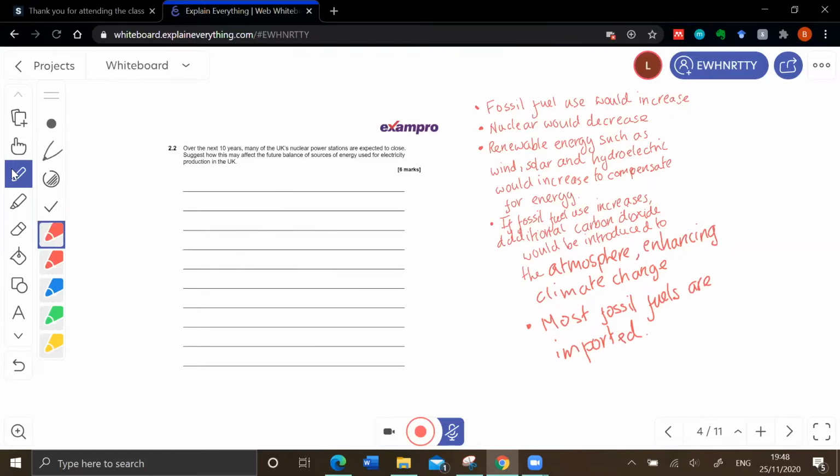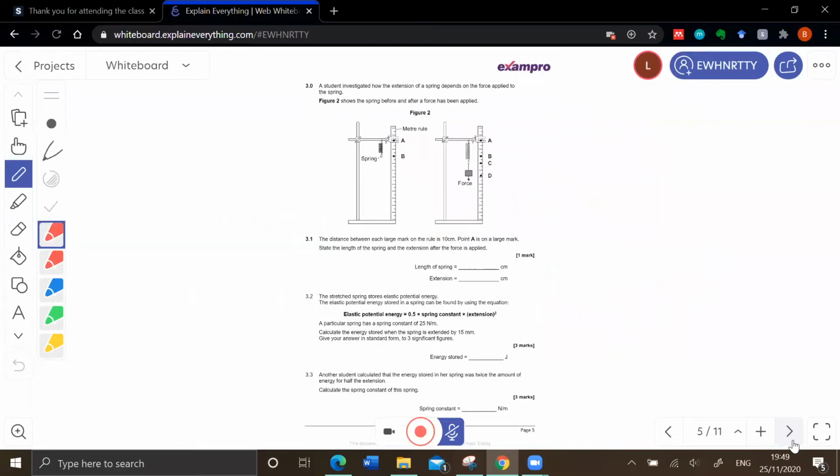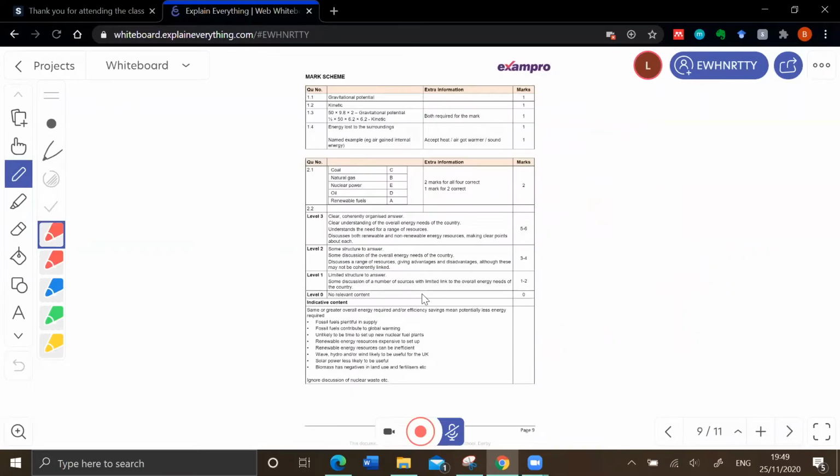Okay, so the best thing to do is look at the actual mark scheme. So we've got a few things. Okay, always do that. Always look at the mark scheme. So let's have a look. Same or greater energy required, or efficiency savings mean potential less energy required. Okay, so yeah, there could be a forecast to say that we might need less energy. I mean, it's unlikely, but so fossil fuels plentiful in supply. Yeah, but they're imported, like we said. Fossil fuels contribute to global warming. Yeah.